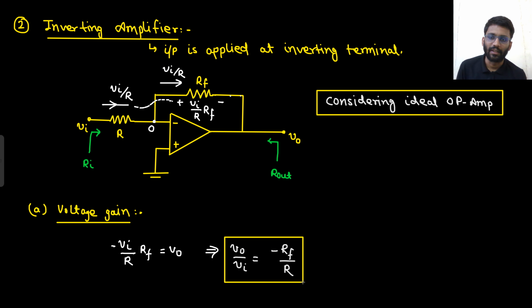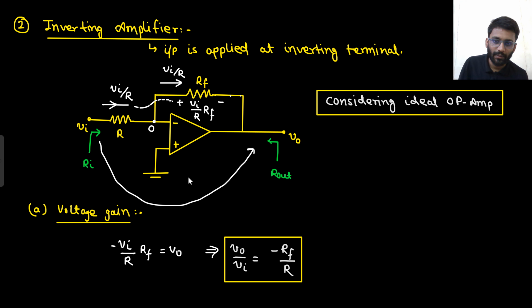So this is the voltage gain. And what did you realize? That there is a 180-degree phase shift between input and output. From here to here, there is a 180-degree phase shift. Vin by R current is flowing through RF, so 0 minus Vin by R into RF is equal to V naught. So V naught by Vin is minus RF by R. Say yes or no. Understood? Well and good. Everything is crystal clear.